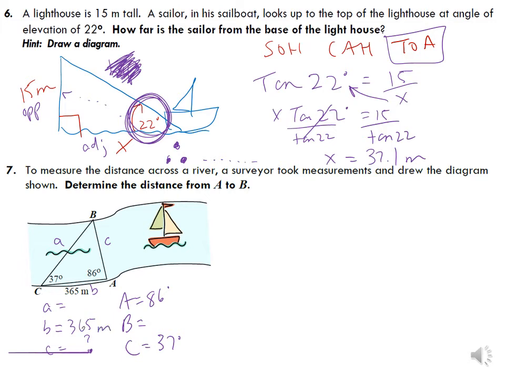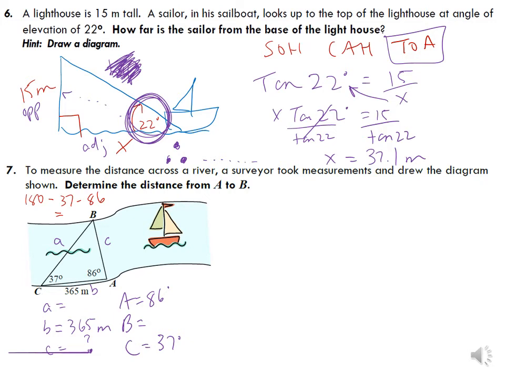Then you ask yourself, do you have a complete letter? In this case, we do not. But before we try to jump ship to cosine law, ask yourself, do you have an easy way to get a letter? And the answer is yes, because we have two angles. So 180 minus 37 minus 86 will give us angle B.